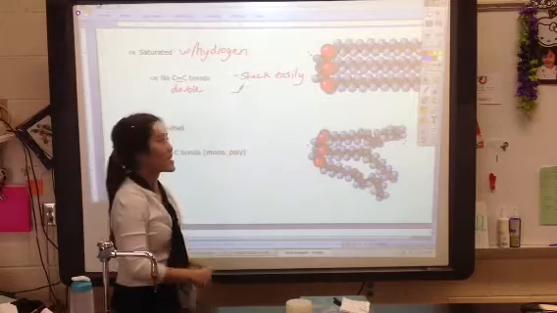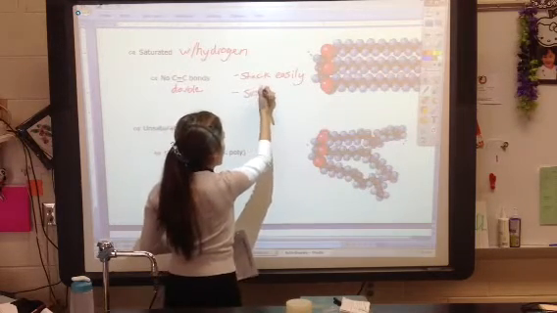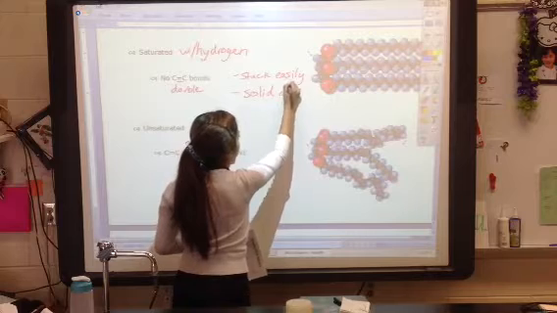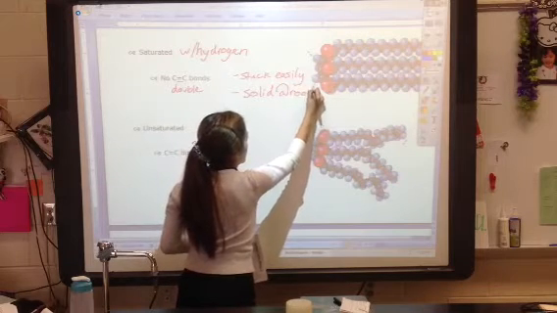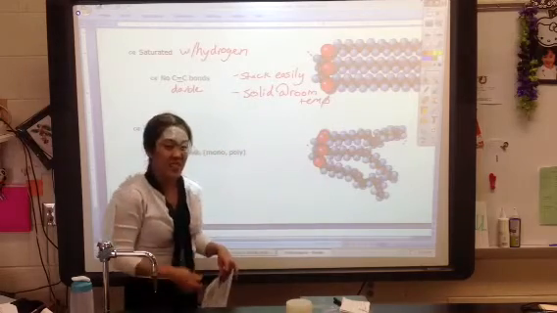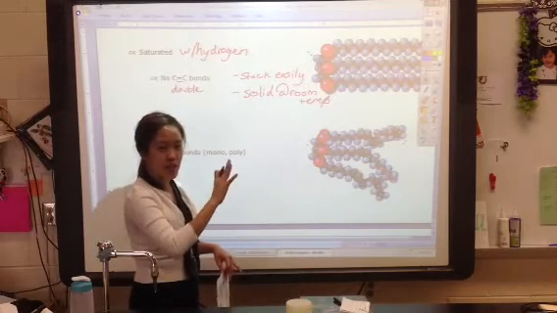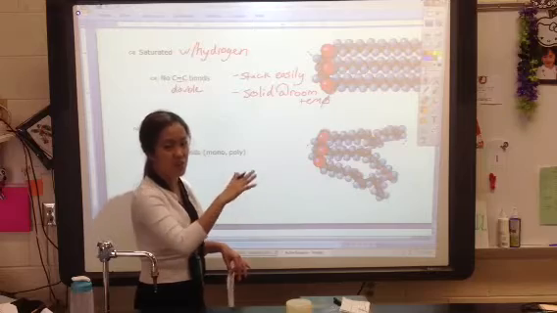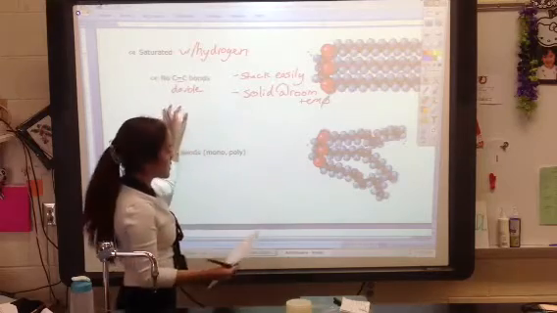This type of lipid, a saturated lipid, is going to be solid at room temperature. So this a lot of times will be our animal fats, like after you fry bacon and that grease turns to kind of solidify and turns white in the pan. That's going to be our saturated fat.